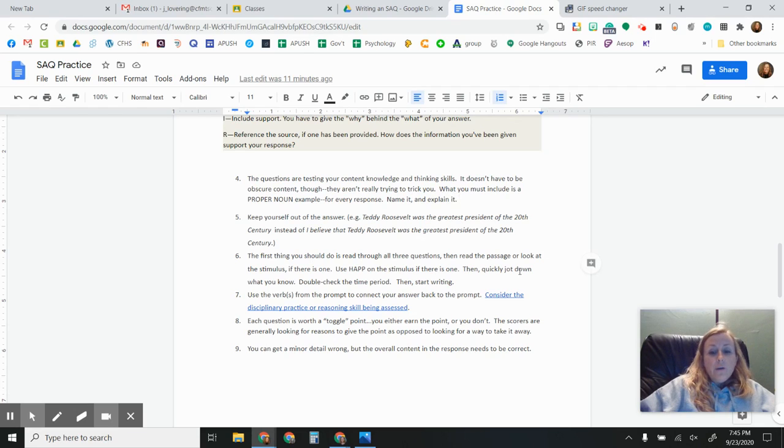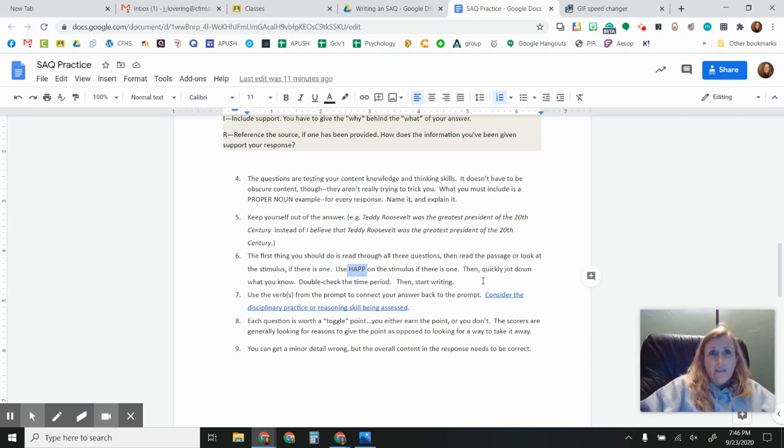So first you read through the question, and then if you have a stimulus, read the passage or look at it. I've got HAP here. Now this is sort of like SOAPs or CAP POV. So CAP is context, audience, purpose, point of view. Okay, HAP, CAP, different programs use different acronyms. But essentially, CAP POV is what you should always do when you're looking at the stimulus, if there is one.